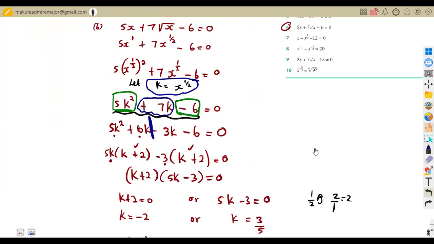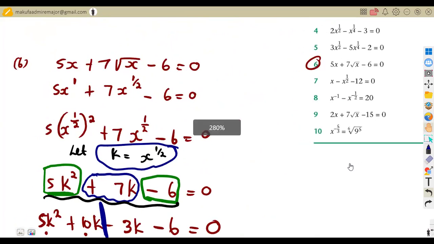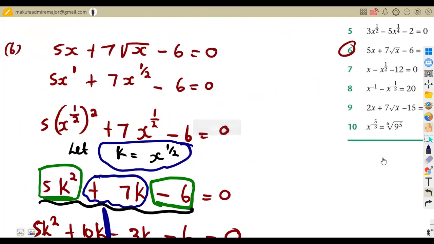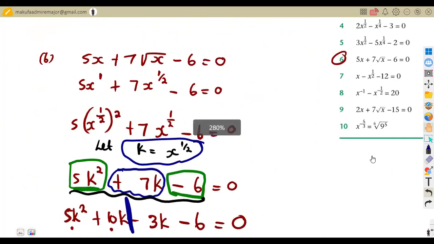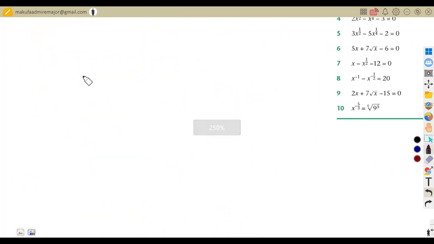Okay, so let's see. Question number 7, it is one and the same thing. On question number 7, if you check there, it is just one and the same thing. But we're just going to try to solve this one without the K method. Yes, you can use the K method, but I'm just going to use the direct method there. x minus x to the exponent of 1 over 2 minus 12 is equal to, so as you can see, this is just one and the same.